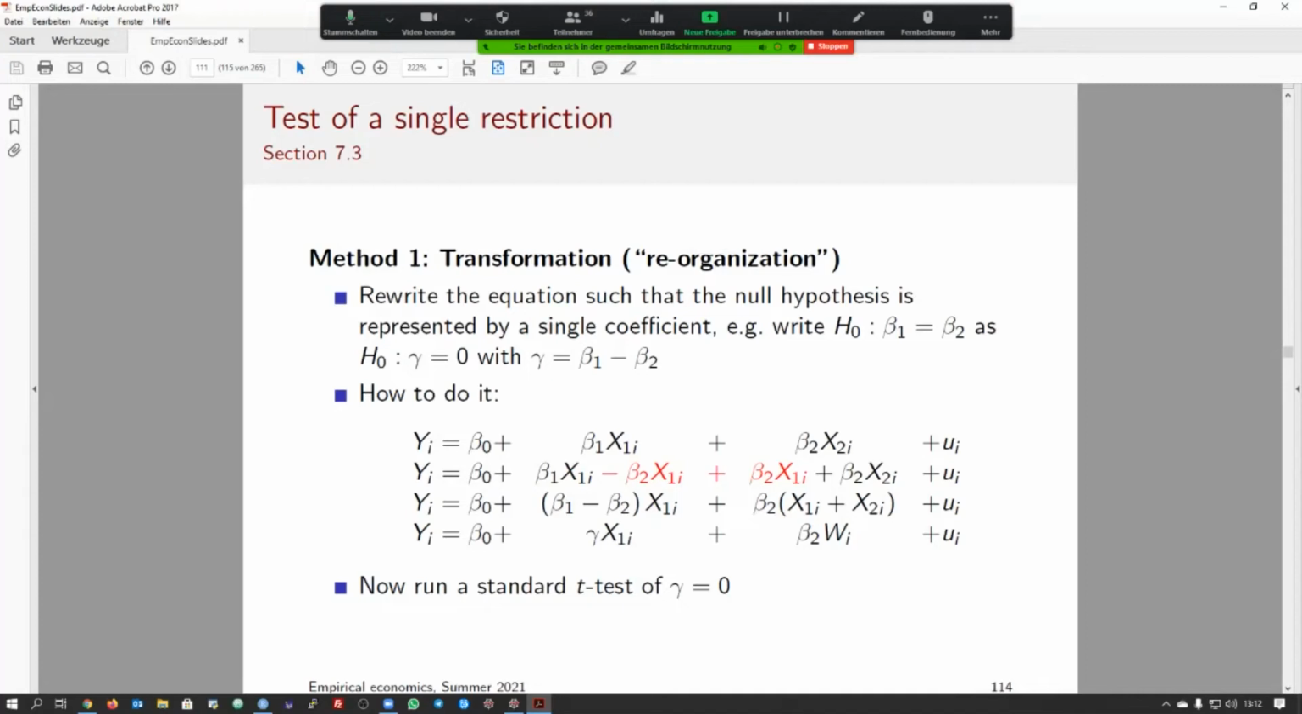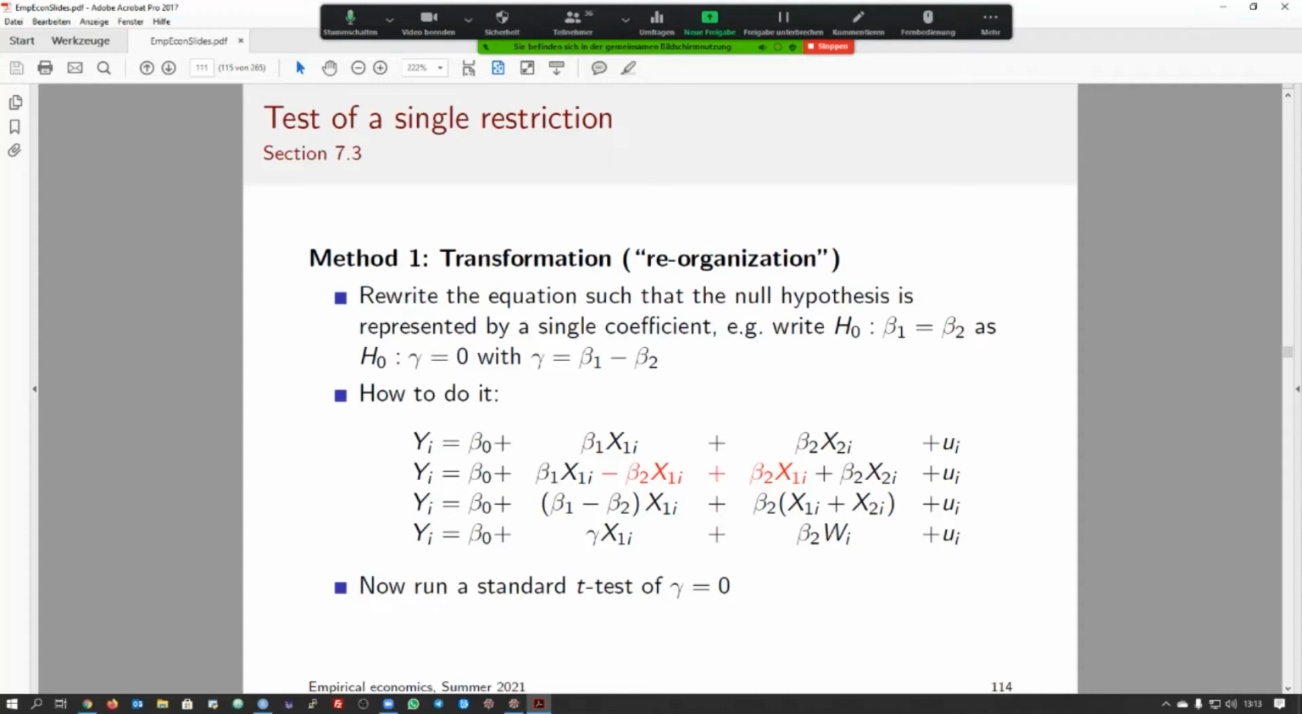Then beta 1 minus beta 2, we can also rename that as a new variable. We call that gamma. And then our null hypothesis is just gamma is equal to 0. But we also already know gamma is beta 1 minus beta 2.